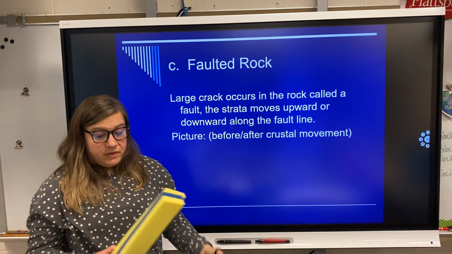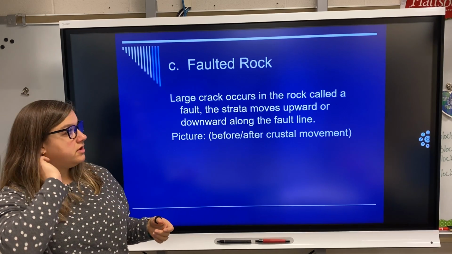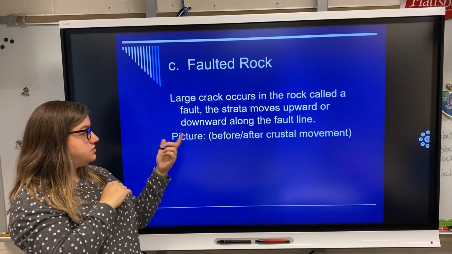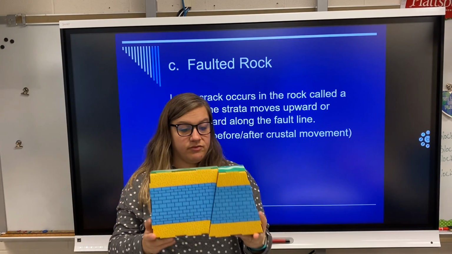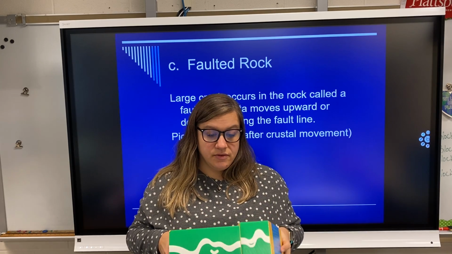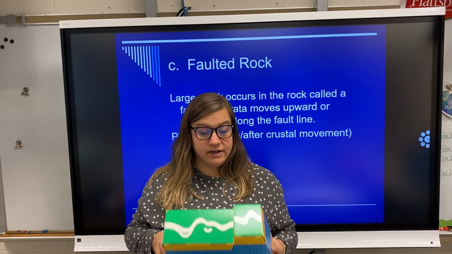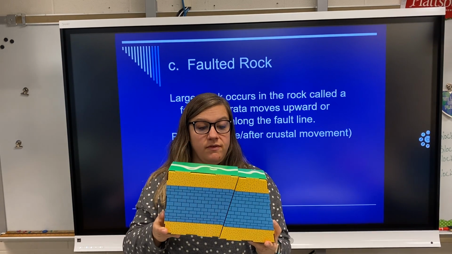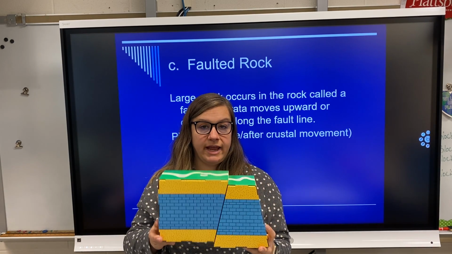And then the last one we have is faulted rock. Faulted rock is when you have large cracks that happen in the rock and it causes a fault, and the strata can move upwards or downwards. So you can have rocks that are together right here, and you can see in our little stream that there's a crack. Then the rock can either go up and move, or the rock can go down and move, okay?